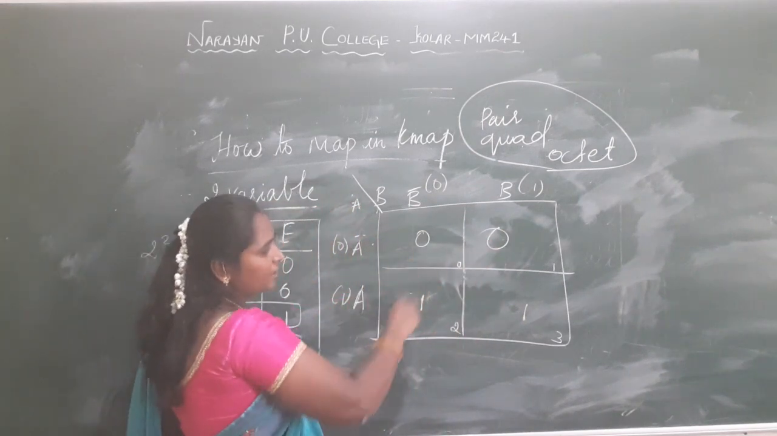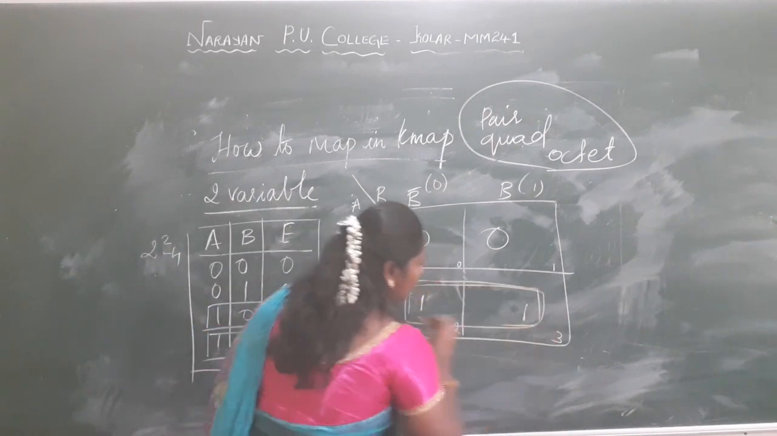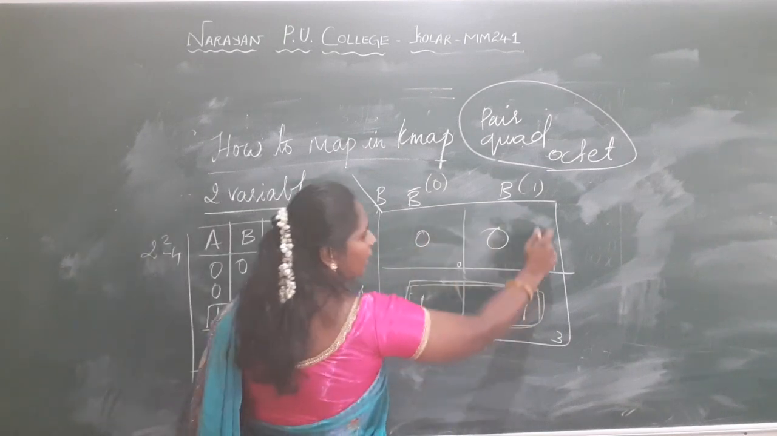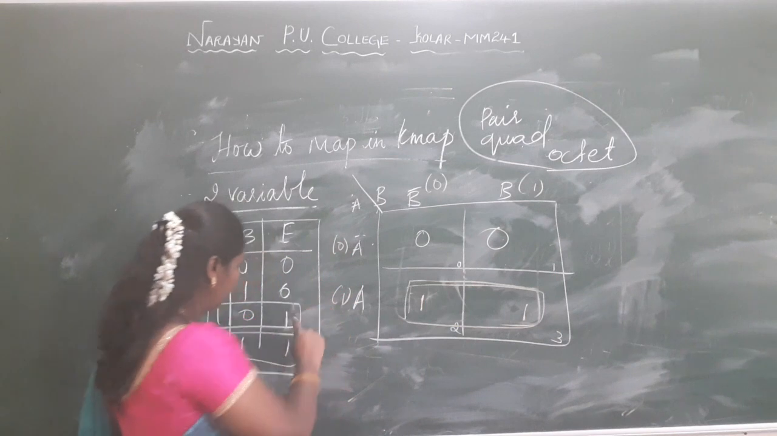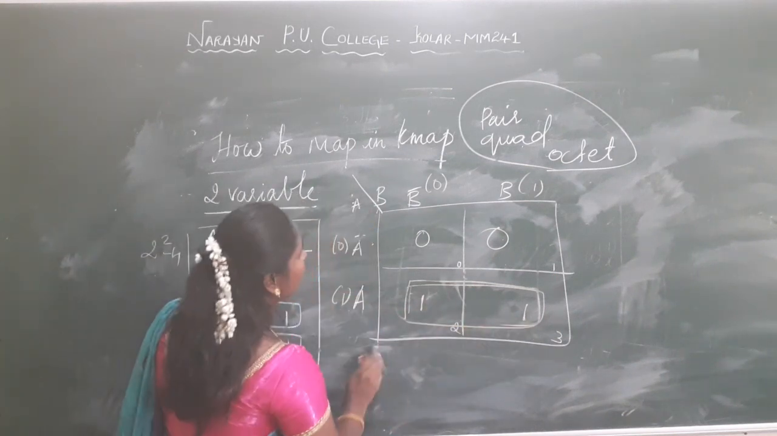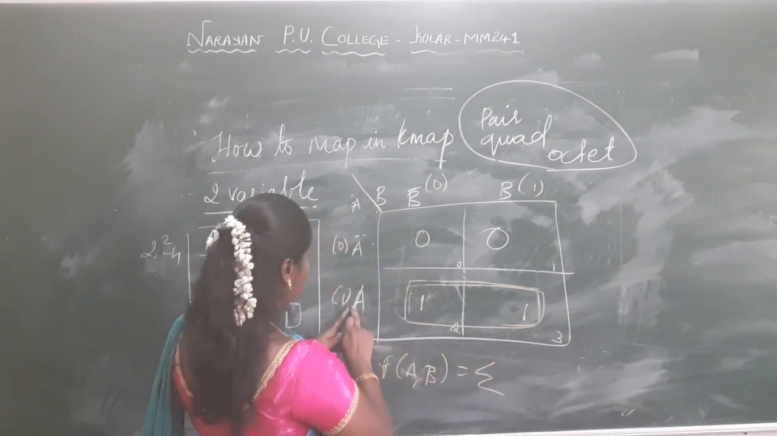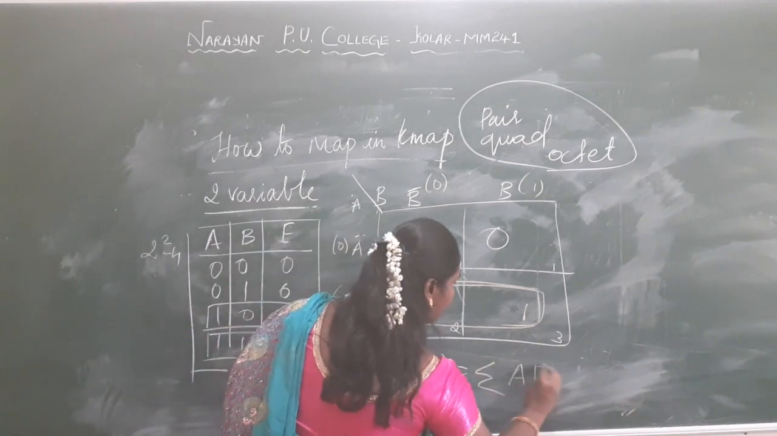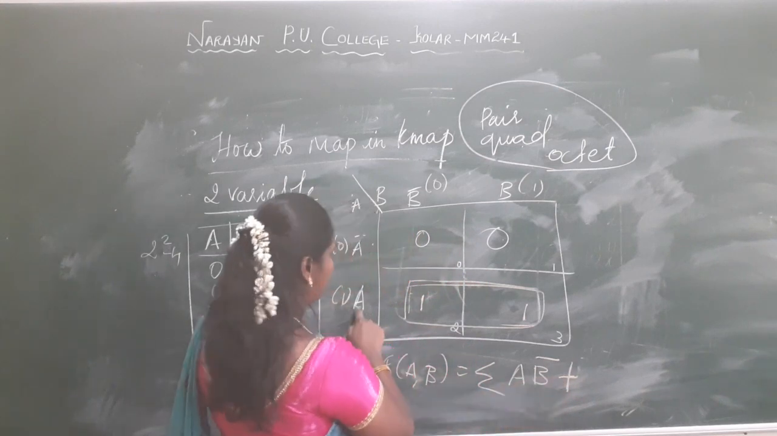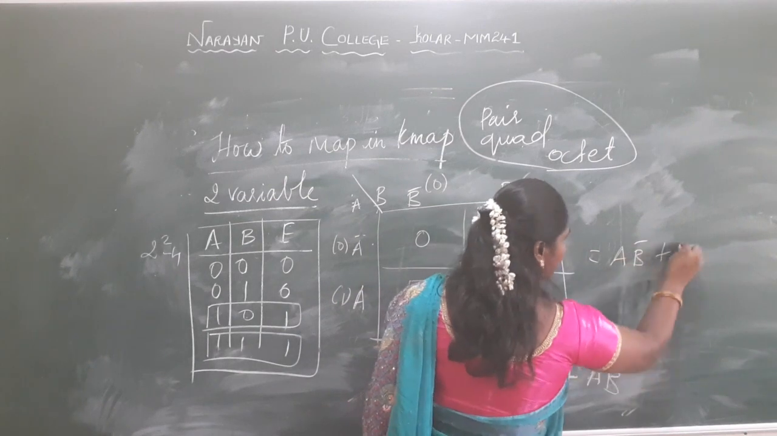I have to encircle the adjacent ones. Here the adjacent ones are these 2. If there were other adjacent ones you could represent them there. If 4 ones were present, I could represent them as a quad. Since the output is 1 only for 1, 0 and 1, 1, there are 2 inputs. For this expression I can write f of A, B as the sum of products: A B bar plus A B.